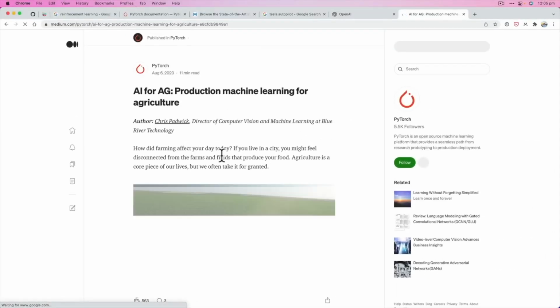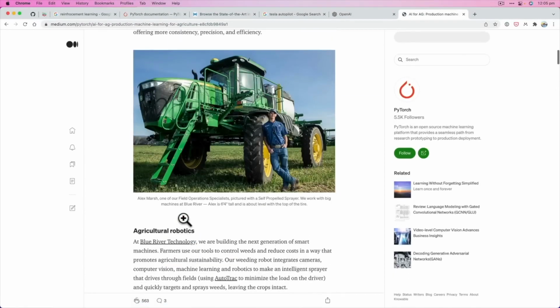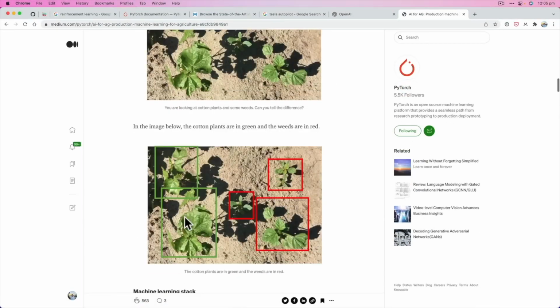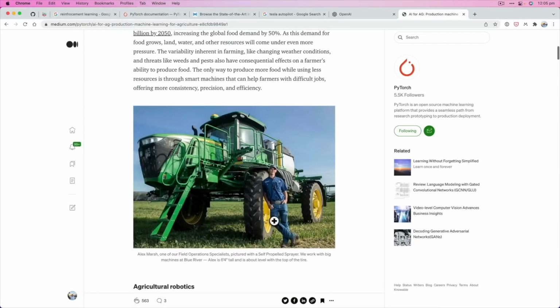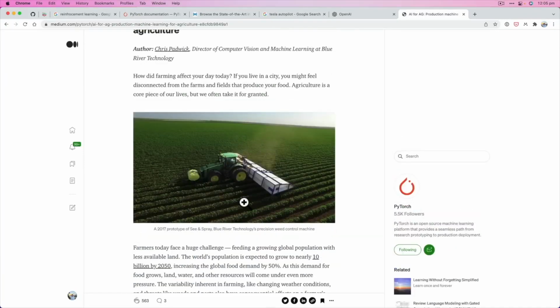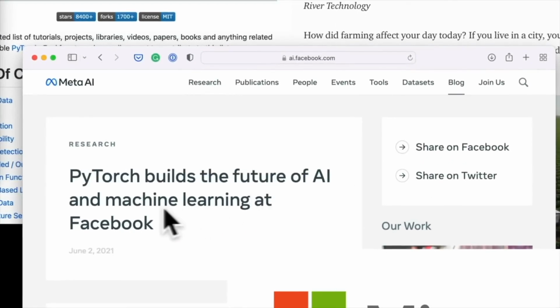It's everywhere. So if we go down here, this is using object detection. Beautiful. Object detection to detect what kind of weeds should be sprayed with fertilizer. This is just one of many different things. So PyTorch on a big tractor like this, it can be used almost anywhere. And if we come back, PyTorch builds the future of AI and machine learning at Facebook.